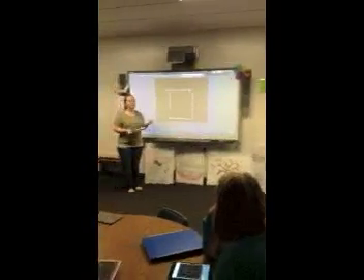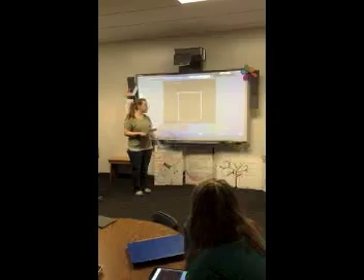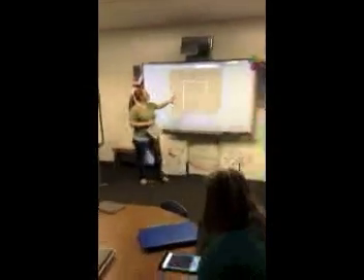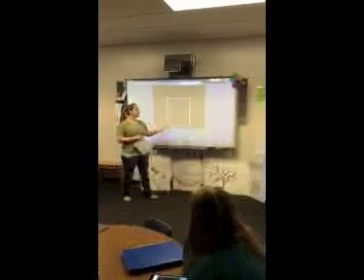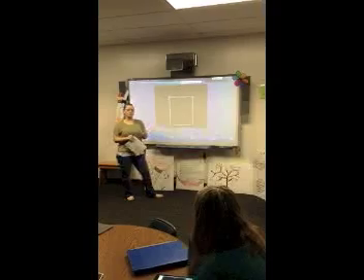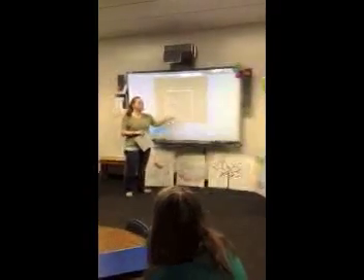Very good. Now someone remind me, what is the definition of area? Anyone remember? Area is the space inside of an object. So looking at my rectangle, what do we think that the area of this rectangle is? 6. Very good. Why is it 6? Because there's 6 spaces inside, 2, 4, 6. Exactly. If you look closely, there's 6 squares inside of here.